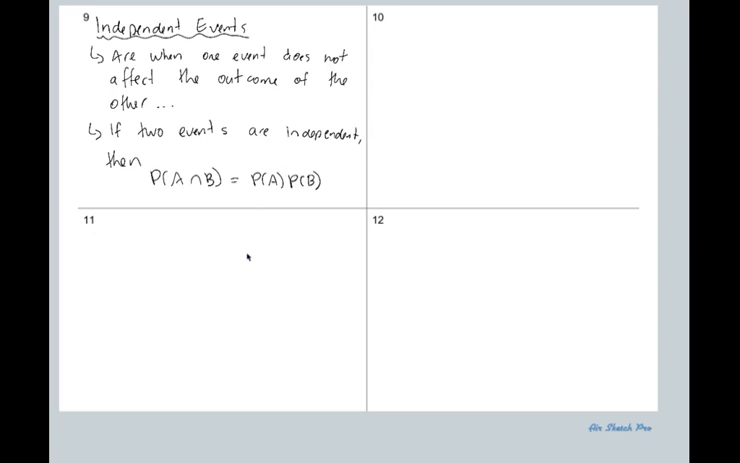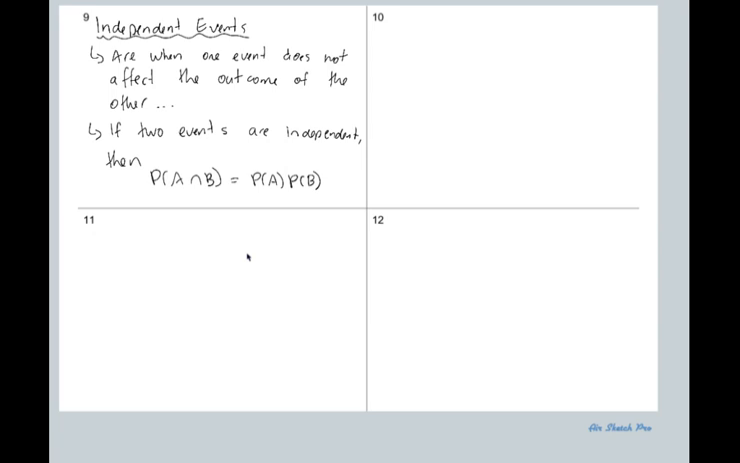So if 2 events are independent, then it is true that the probability of A intersect B is equal to the probability of A multiplied by the probability of B. If they are not independent, then this will not be true. So that bottom line there, which is the product rule for independent events, is also a test for independence. If I can show that the probability of A intersect B does not equal the probability of A times the probability of B, I can conclude that the events are dependent as well.